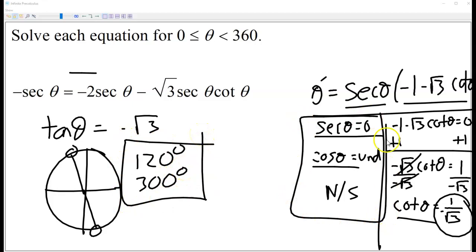So this is an interesting thing that happened over here though. Secant of theta can't equal 0 because when you take the reciprocal, there's no reciprocal of 0, which means it's undefined. And cosine is never undefined, so there's no values of theta that would make that happen.